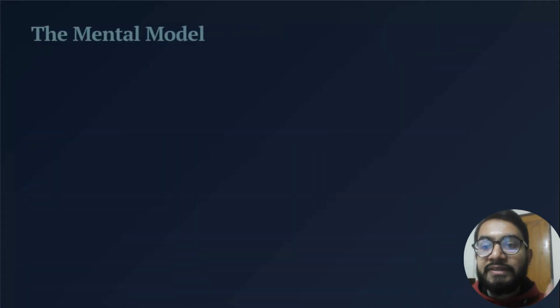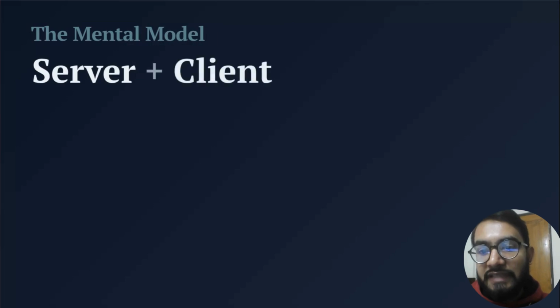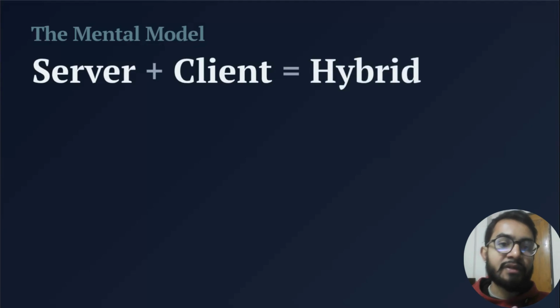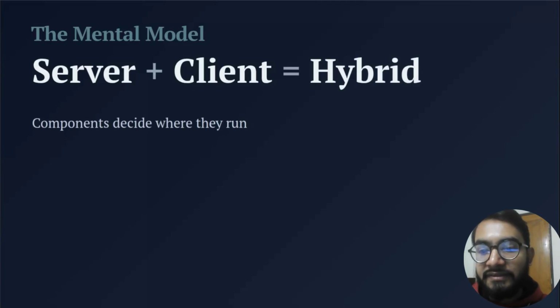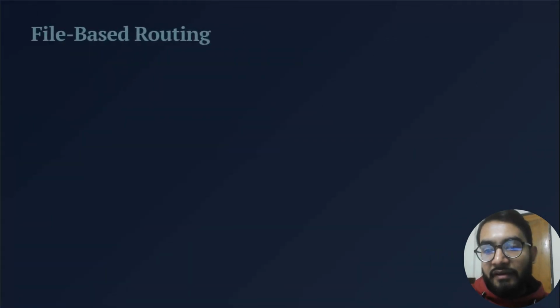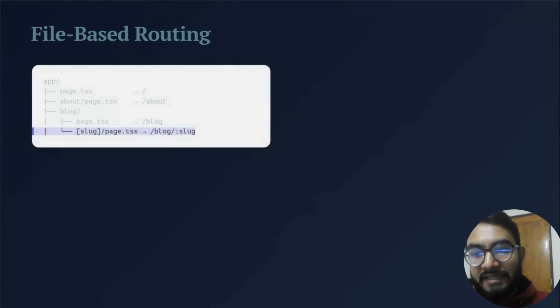So what is the mental model in the App Router? It's a combination of server plus client, so it's hybrid. It's not only client based by default, it's a combination of server plus client, and components decide where they run. What the App Router is, is file-based routing. So how does it look? It looks like this.